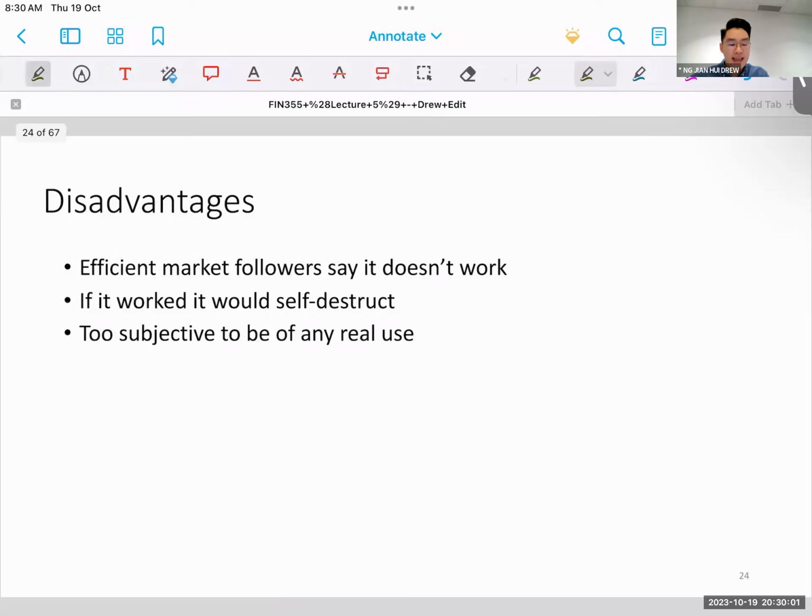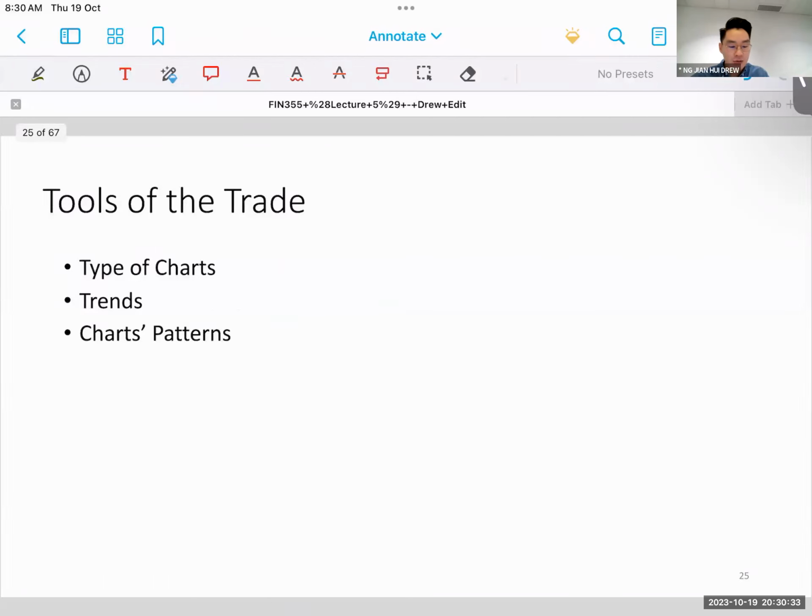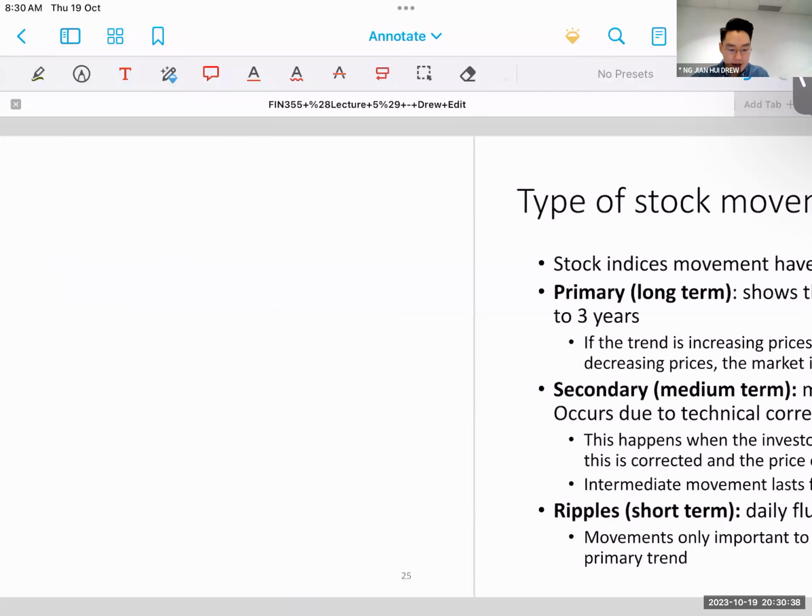Of course, some naysayers would say that the market is not efficient, and so it might not include all the information that is presently available for the company in the stock. Some people might say that. If it works, it will self-destruct, meaning that if everyone can make a profit, then it doesn't make sense, right? Then everyone will be trading the stock. It's too subjective to be used. So these are some things. So the tools that we'll use, we'll look at these chart trends and patterns.